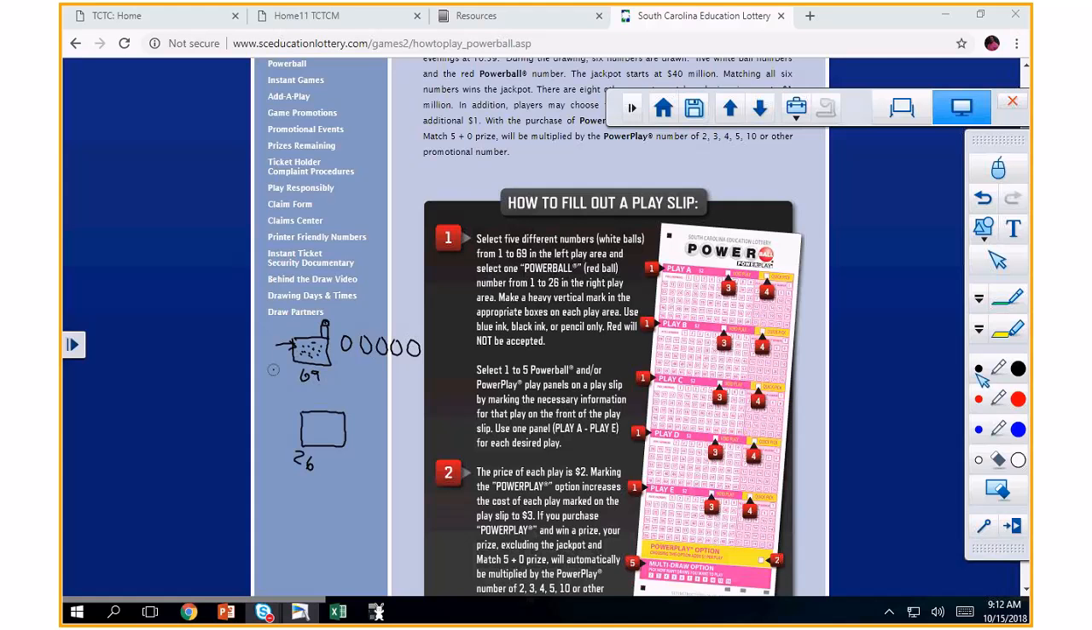They draw 5 balls and then 1 out of this box. So if you match those 5 numbers and this number, if you match all 6 of them, you're a billionaire or a millionaire. Okay? So, how do we do it?